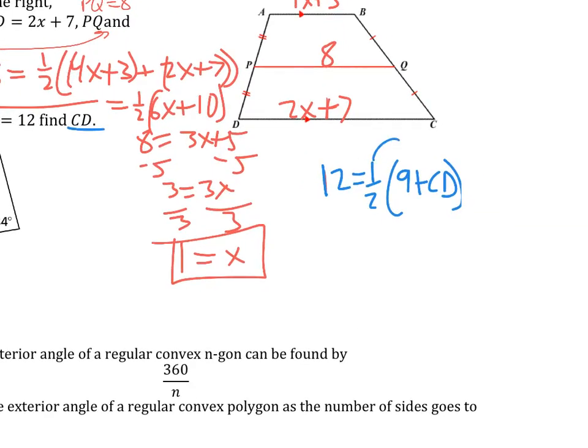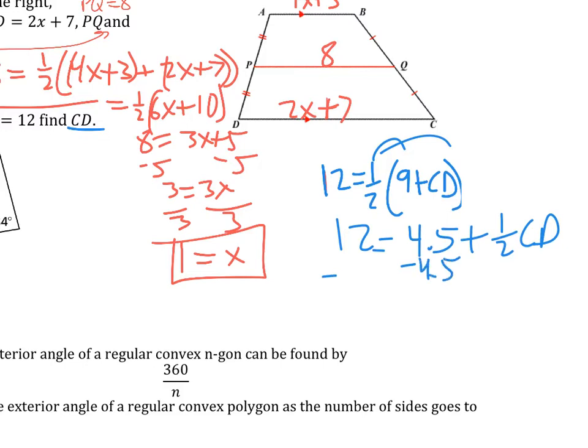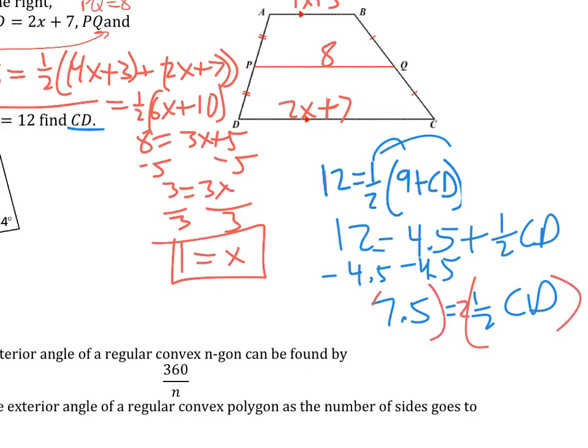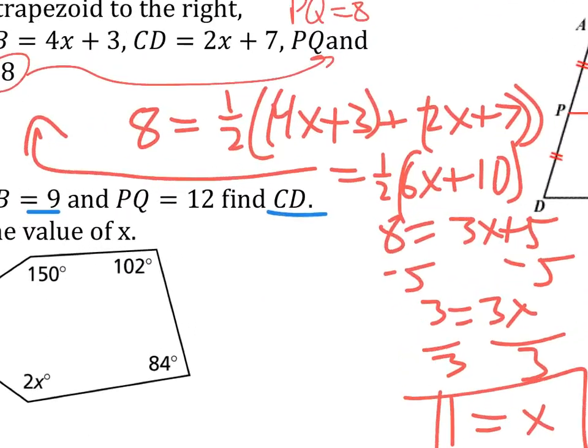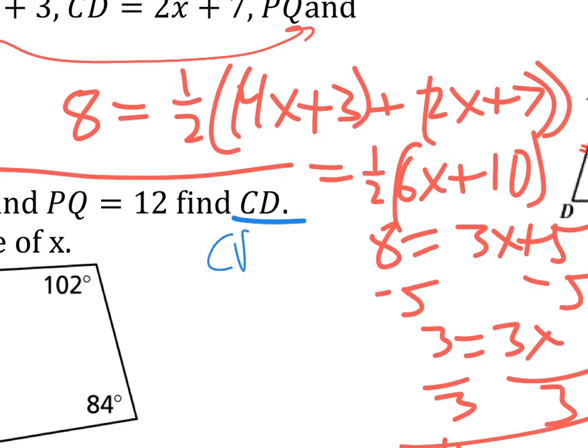Okay, and then we can distribute this here. 12 equals 1/2 times 9 is 4.5. We'll go decimal, why not? Okay, and then 1/2 times CD. Subtract 4.5. And we get 7.5 equals 1/2 CD. We want to find CD, so let's double it to get this 1/2 out of there. And when you double it, you get 15 equals CD. Okay? And that's our answer here for this little guy. CD equals 15.